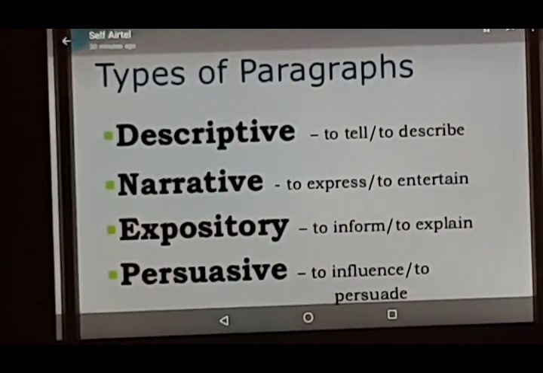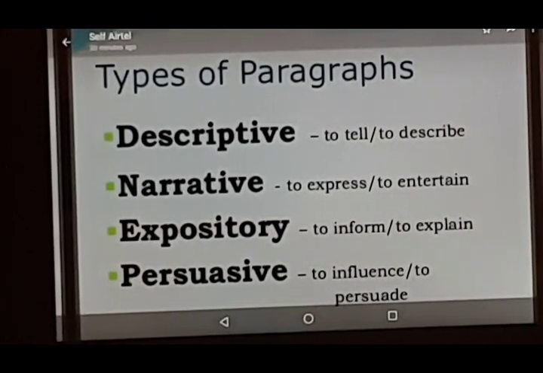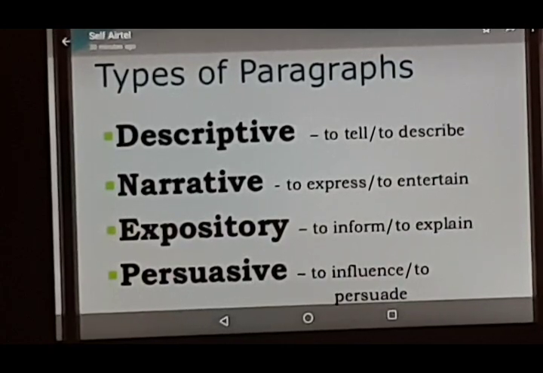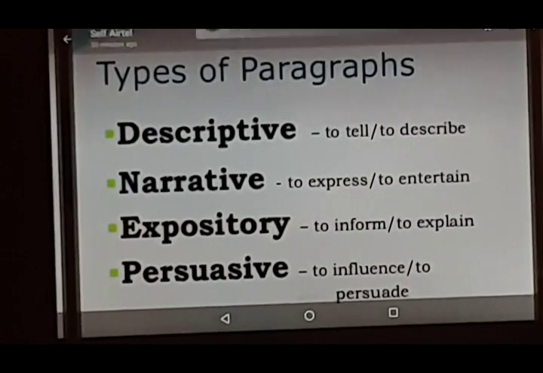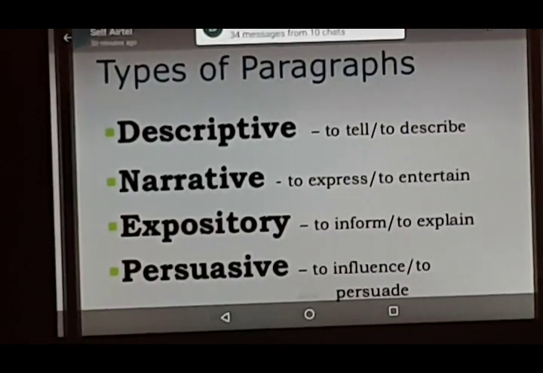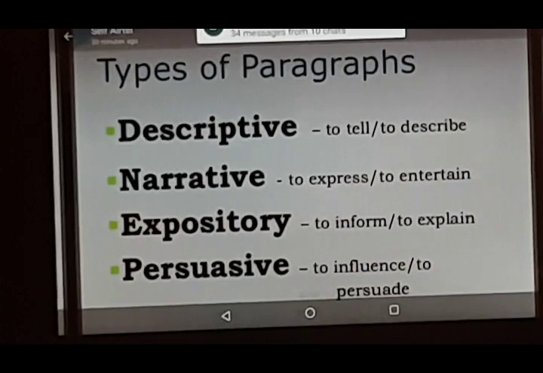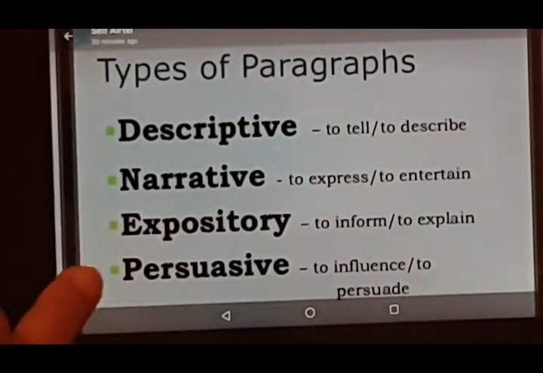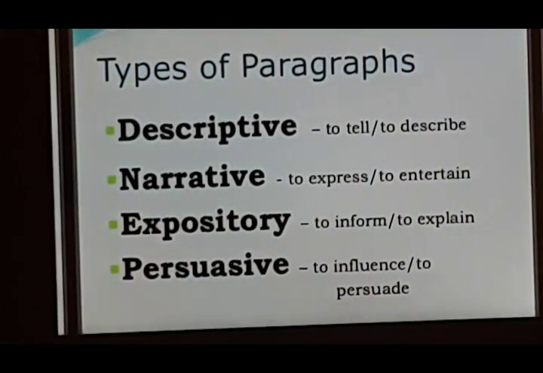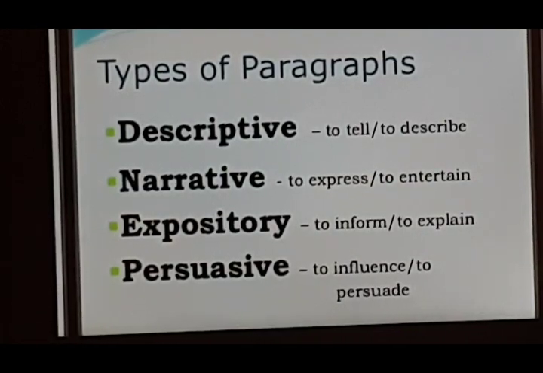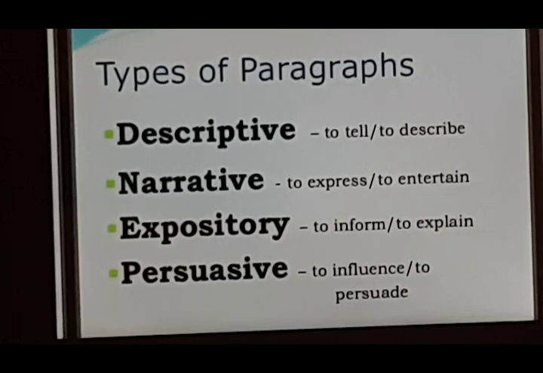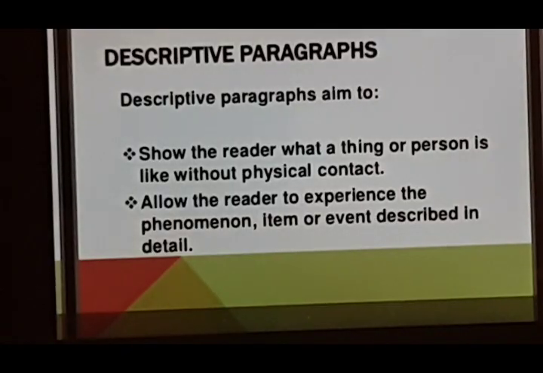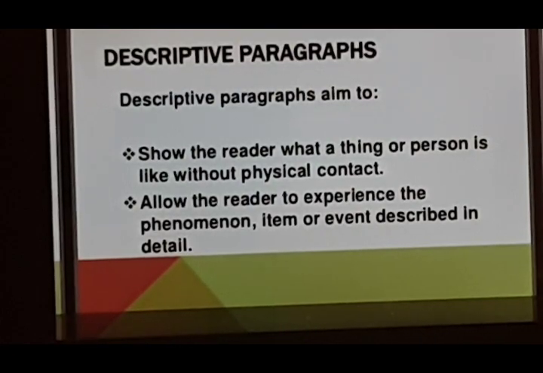Second is narrative. Narrative is usually written in first person, where we narrate about something, where we relate or tell about something. Next is expository. Expository is to inform about something, or to explain, to elucidate on some topic. And last is persuasive, where we persuade a person about some subject or topic. Now let's come to these kinds of paragraphs in detail.